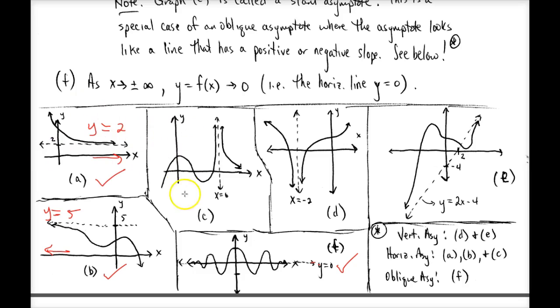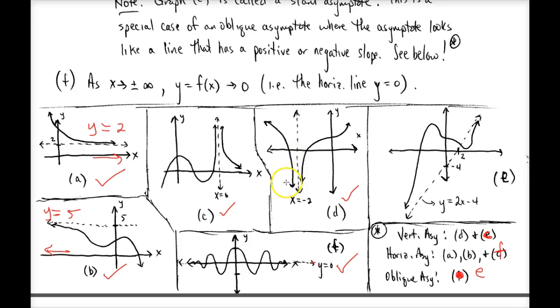So moving on to vertical asymptotes, we see that example C and example D give us good examples of a vertical asymptote. Actually, this is incorrect here, so I need to correct this. This should say F and that should say C, like that. And this should be E right here. So C and D are actually examples of vertical asymptotes.